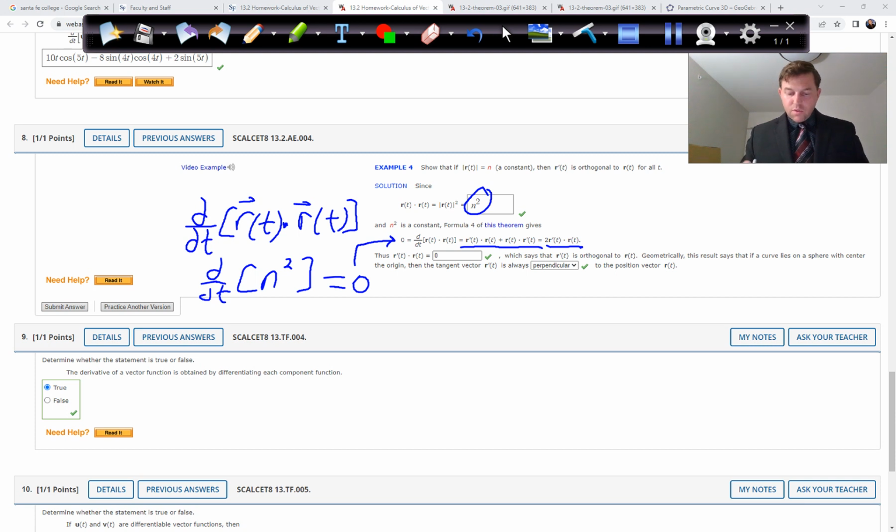Okay, so then they can prove that the dot product of this derivative and its original function has to equal 0. Well, the only time you have a dot product equal to 0 is if those two vectors are perpendicular. So we just proved that if the magnitude of r(t) is a constant, then its derivative has to be perpendicular. So not the magnitude, the derivative of the vector has to be orthogonal to the original vector. Okay, so that's problem 8.